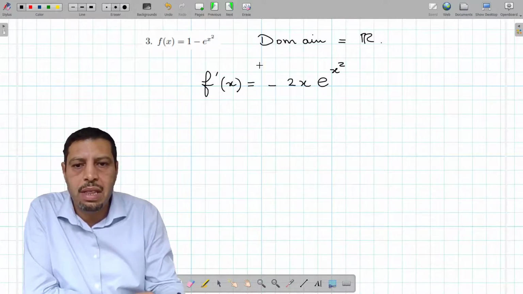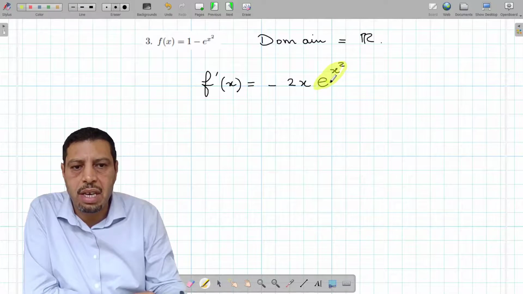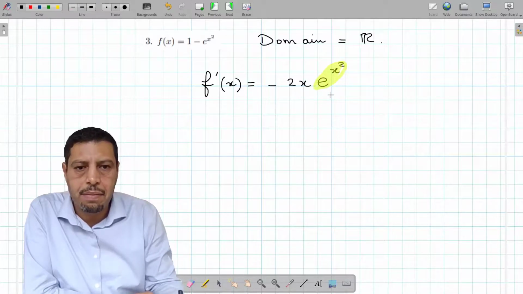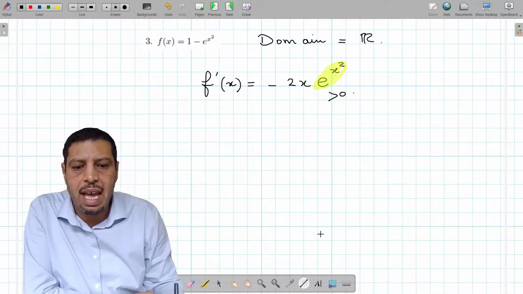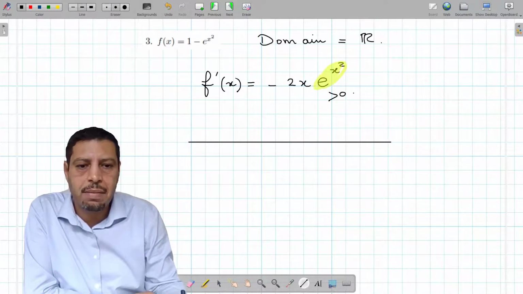Now, how to determine the sign of f prime? You have to know that this exponential is always positive. So the sign of f prime will be the sign of negative 2x. It means f prime will inherit its sign from x. And we know that x changes sign at 0.